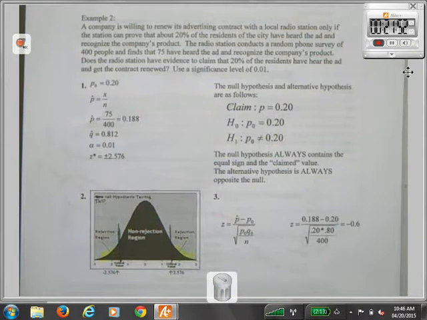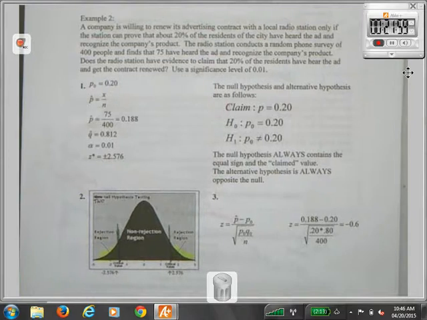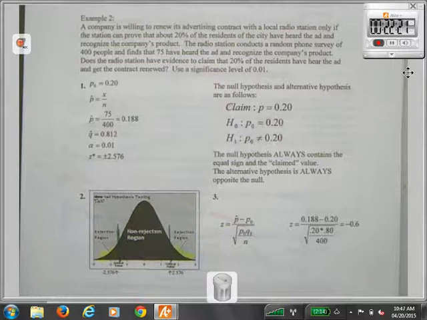A company is willing to renew its advertising contract with a local radio station only if the station can prove that about 20% of the residents of the city have heard the ad and recognize the company's products. The radio station conducts a random phone survey of 400 people, and it finds that 75 have heard the ad and recognize that company's product. Does the radio station have enough evidence to claim that 20% of the residents have heard the ad and get the contract renewed? So here's the claim.